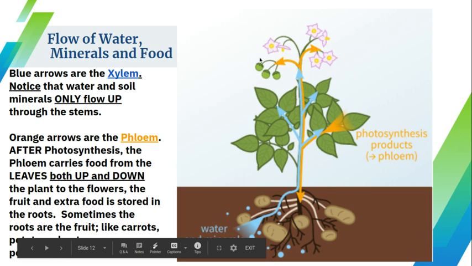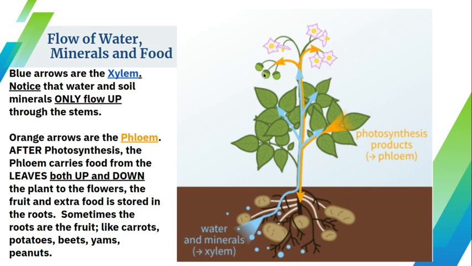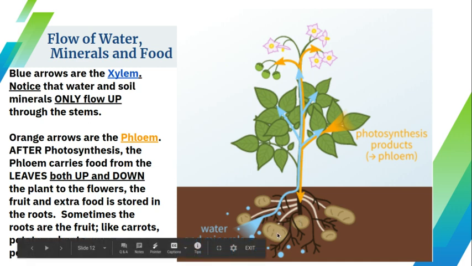Now, this is a potato plant, but this could easily be, say, an apple tree. These would be apples that go up to the fruit, or it goes down. In this case, it's a potato plant. It would go down into the potatoes. That would be where excess food is stored.